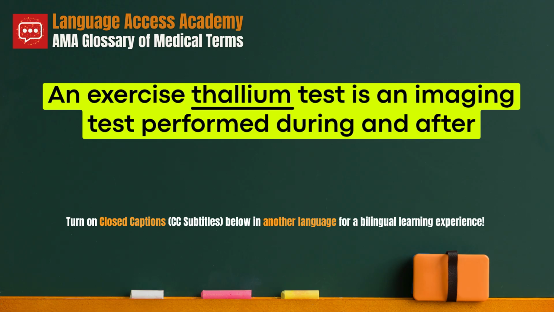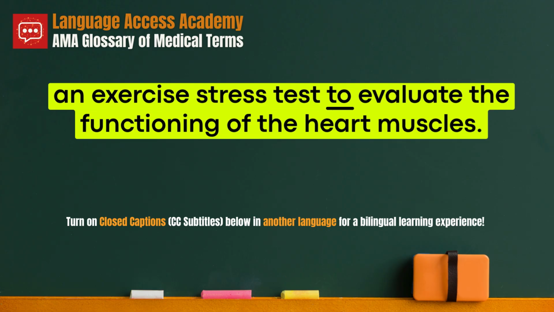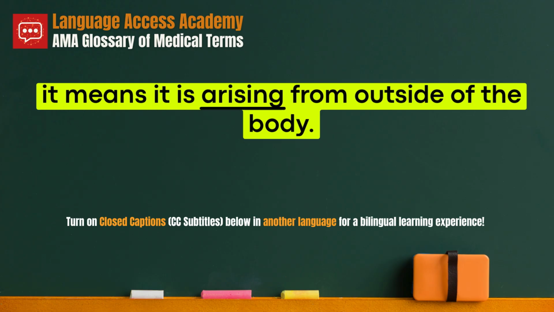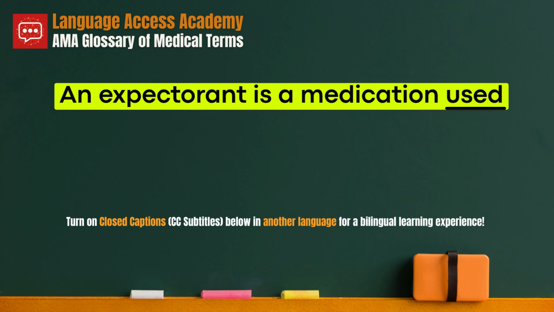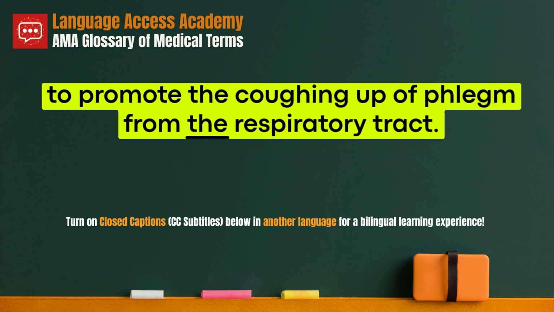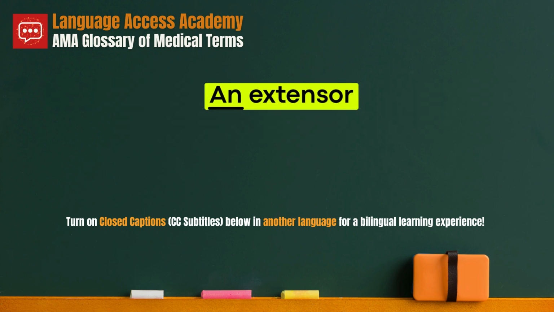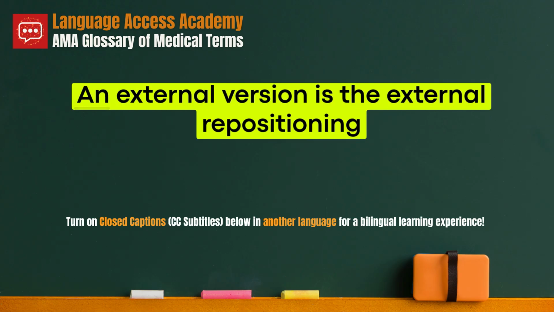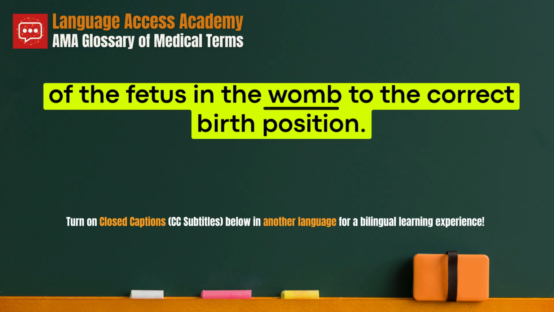An exercise thallium test is an imaging test performed during and after an exercise stress test to evaluate the functioning of the heart muscles. When something is described as exogenous, it means it is arising from outside of the body. An expectorant is a medication used to promote the coughing up of phlegm from the respiratory tract. An extensor muscle is a muscle that causes a joint or limb to straighten. An external version is the external repositioning of the fetus in the womb to the correct birth position.